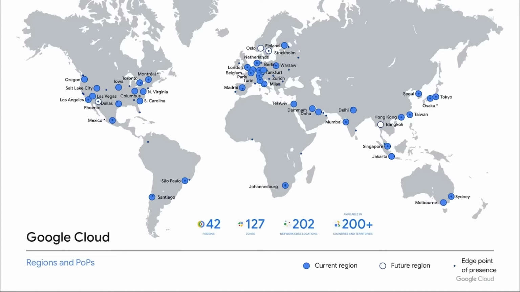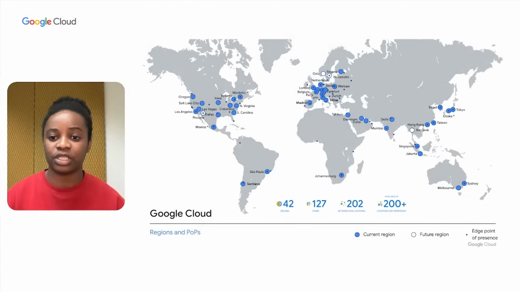And like I've mentioned a bit earlier, we have data centers in many places in the world, more than 200 edge points where you can serve your data closer to your user. We have 42 regions in which we serve, and we are continuing to expand. And we have 127 zones. So if one blows up, you have the data in another one, no problem.